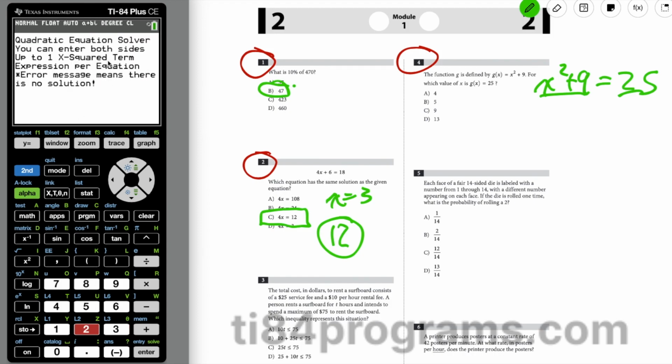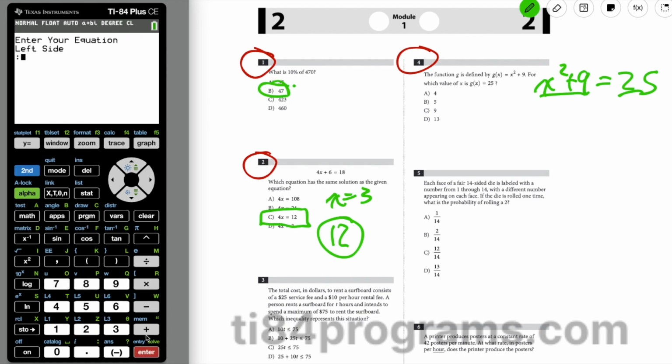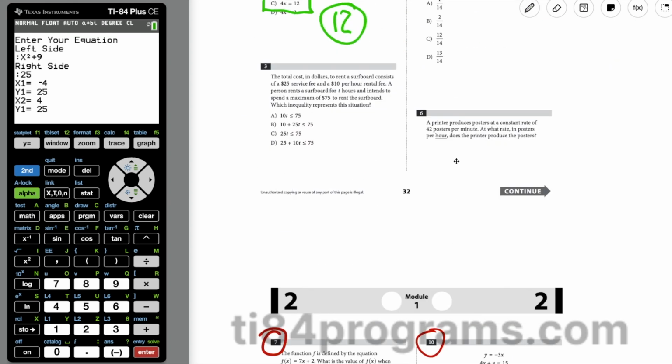It has all these warnings, like don't try to do crazy stuff here, you'll get an error message. So we're going to do x squared plus 9 for the left-hand side. And the right-hand side, we're going to get 25. And we get different x values here, x1 and x2. I think it wants the positive x value. So we're going to choose option 4 here, or answer 4, which is A. That's cool. Okay, and then we continue.